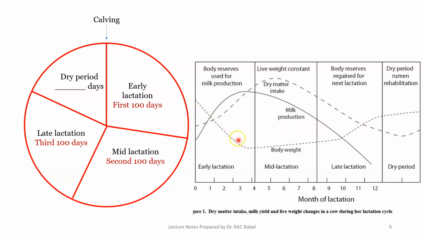And then body weight. There's a rapid decline in body weight and body condition score, which we will talk about shortly. And then the animal slowly gains it, and after a certain point in late lactation the body weight gain increases, because the production levels go down, and the animal can afford to divert energy towards regaining this body weight, right?